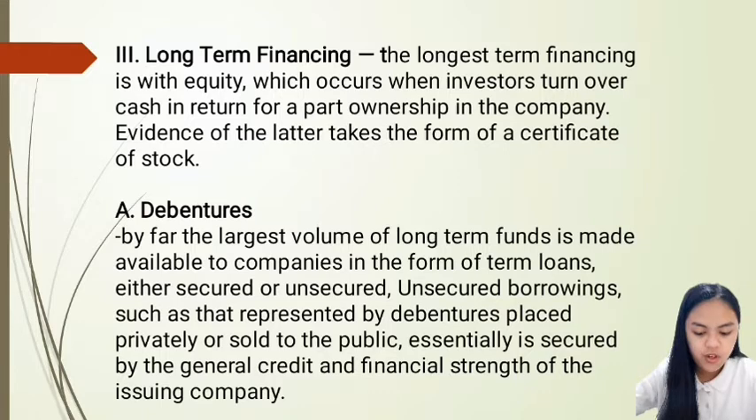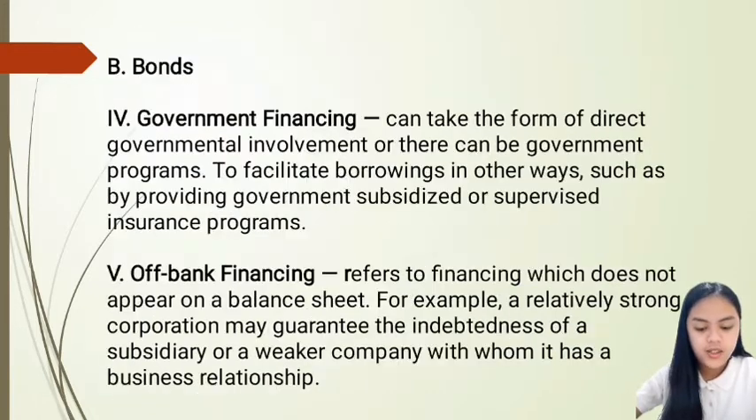So the types of long-term financing also include the debentures. Debentures, by far the largest volume of long-term funds, are made available to the companies in the form of term loans, either secured or unsecured. And B is the bonds.